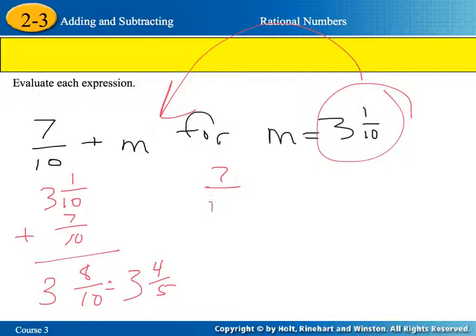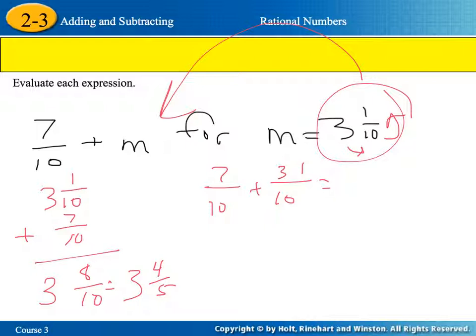Okay, and the way you do that, I'm going to take 3 1/10, which is the same thing when I convert this into an improper fraction as 31/10. You can leave fractions as improper fractions. I am okay with that. I will say that one more time. I am okay with leaving it as an improper fraction.